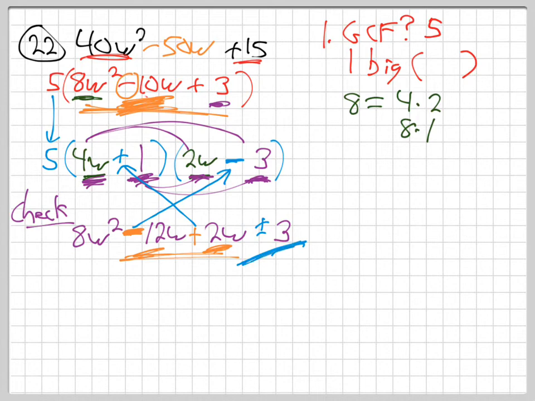Now, how do you find this sign? The sign on the last times the sign on the last makes the last. So what's that? Plus 1 times minus 3. That makes minus 3. Is that correct?